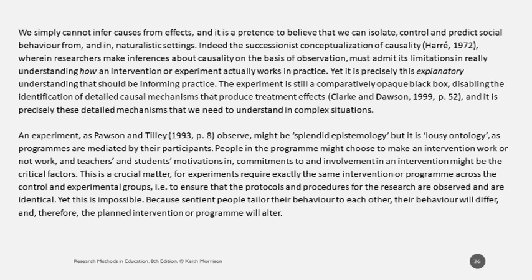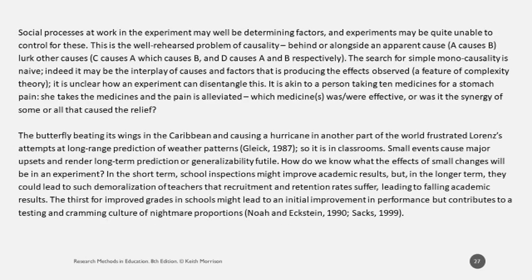This is a crucial matter, for experiments require exactly the same intervention or program across the control and experimental groups, i.e., to ensure that the protocols and procedures for the research are observed and are identical. Yet this is impossible. Because sentient people tailor their behavior to each other, their behavior will differ, and, therefore, the planned intervention or program will alter. Social processes at work in the experiment may well be determining factors, and experiments may be quite unable to control for these. This is the well-rehearsed problem of causality.